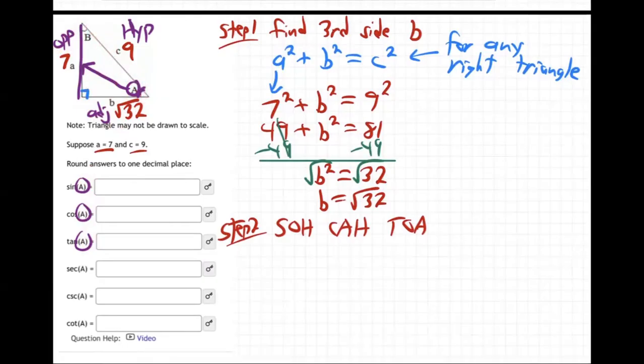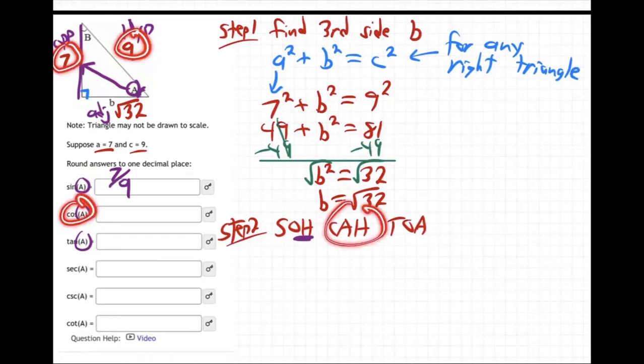You got to focus on what they want. They want the sine of angle A. Where is angle A? Right here. So what's the opposite of that? This side. It's hypotenuse, and that leaves this as adjacent. Okay. So sine, SOHCAHTOA, opposite over, as it says right here, opposite over hypotenuse. So opposite, that's 7 over hypotenuse, 9. 7 over 9, opposite over hypotenuse.